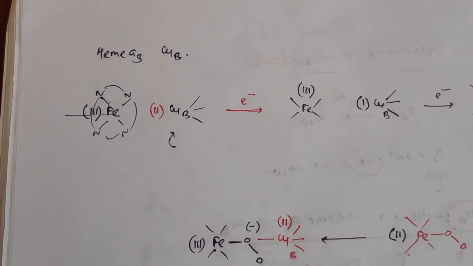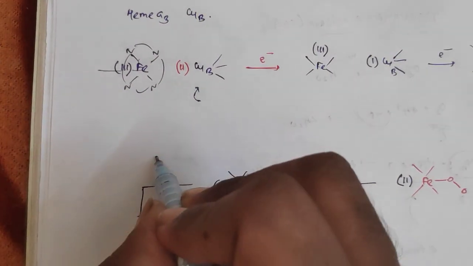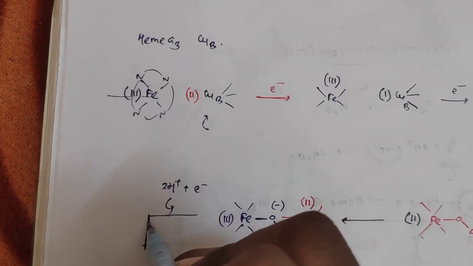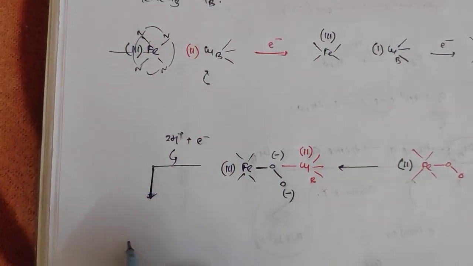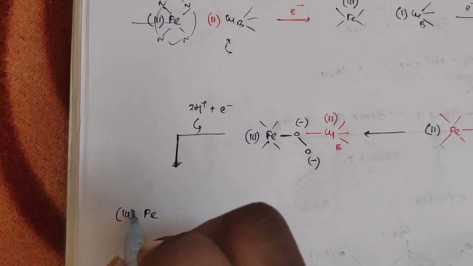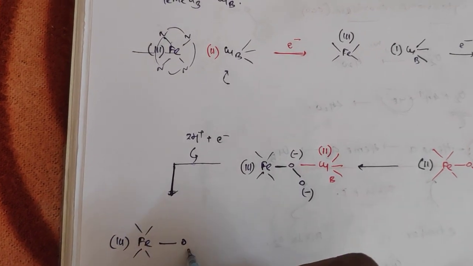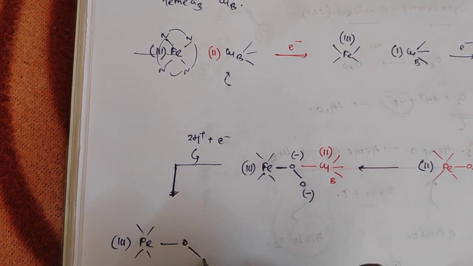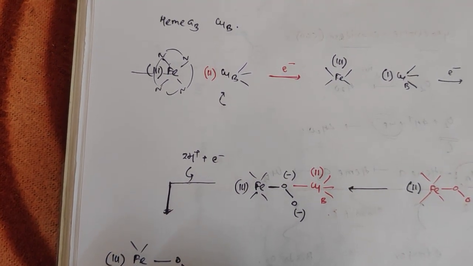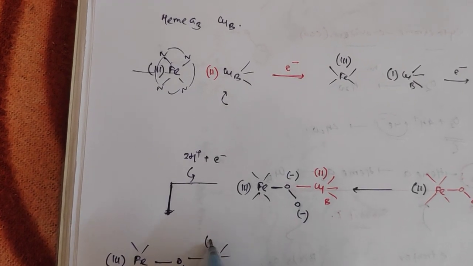and then the proton transfer takes place, 2H plus and 1 electron, and this part will get protonated. So iron 3, bond O bond OH, copper 2.